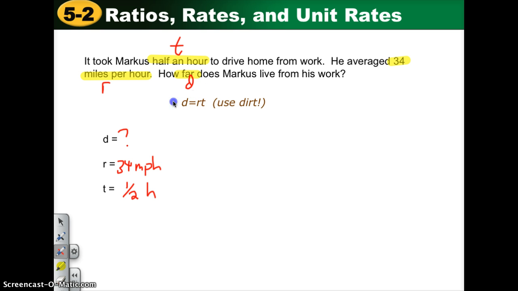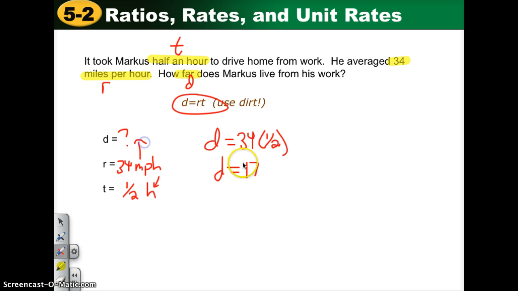So then we use DIRT. D equals R times T. So D equals 34 times 1/2. And 34 times 1/2 is like 34 divided by 2. 34 divided by 2 is 17. Because our answer was distance, hours is the unit of time, miles is the unit of distance. So Marcus lives 17 miles from work.